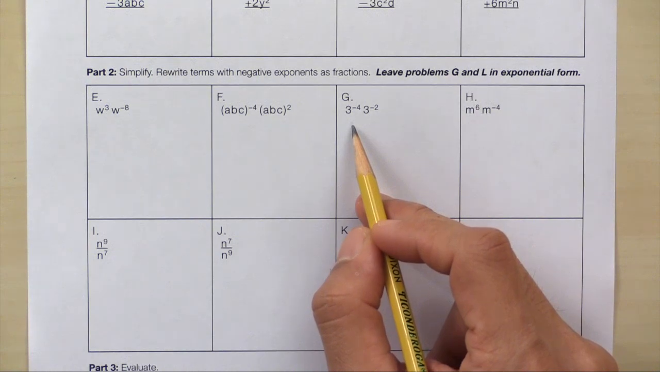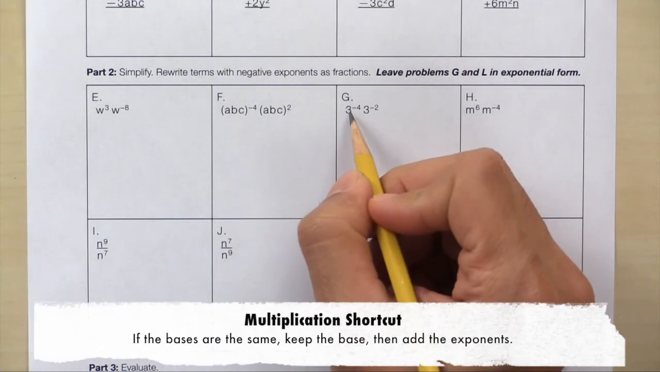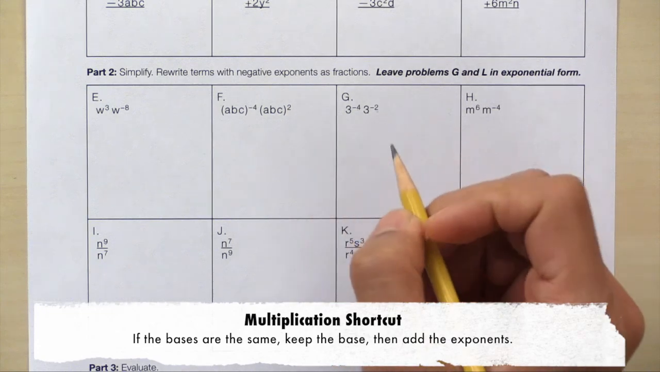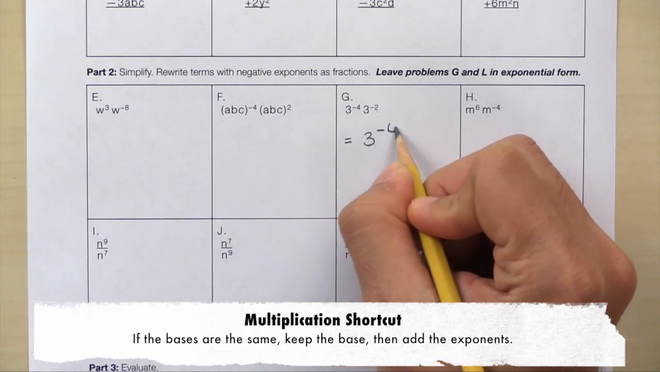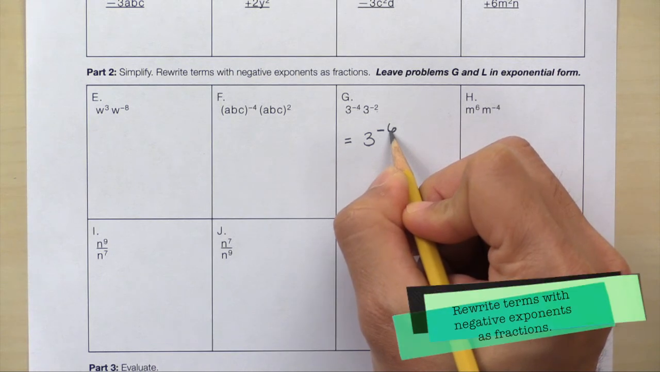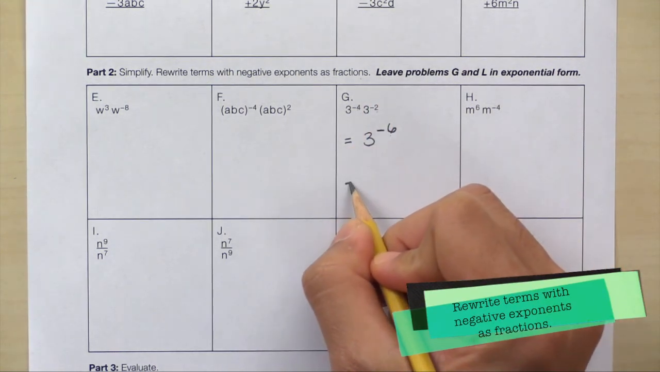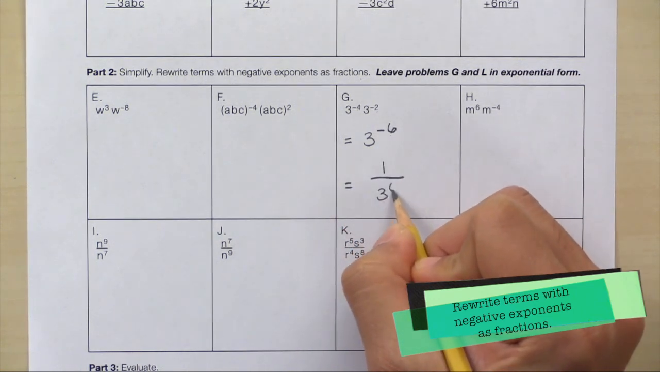3 to the negative 4th power times 3 to the negative 2nd power. And since they have the same base, we can use a shortcut. Keep the base and simply add the exponents. So our answer here is 3 to the negative 6th power. Now let's write this as a fraction instead of using negative exponents. So our final answer is 1 over 3 to the 6th power.